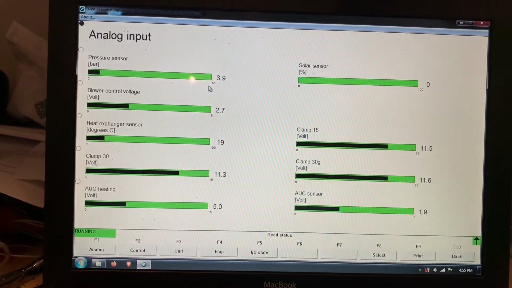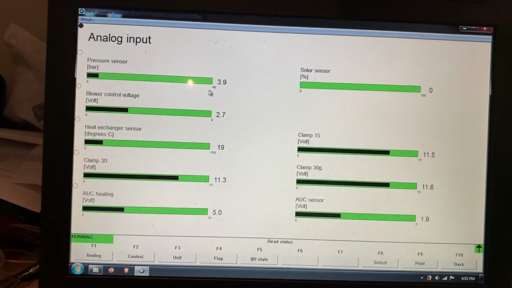Now I have removed the container of gas and closed the hood. You can see the voltage is coming back down.